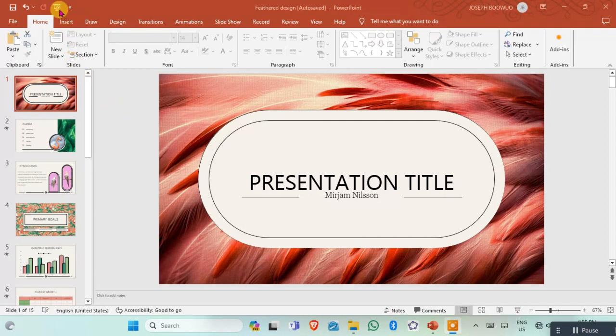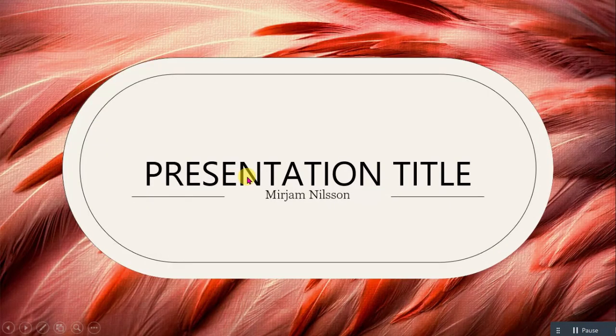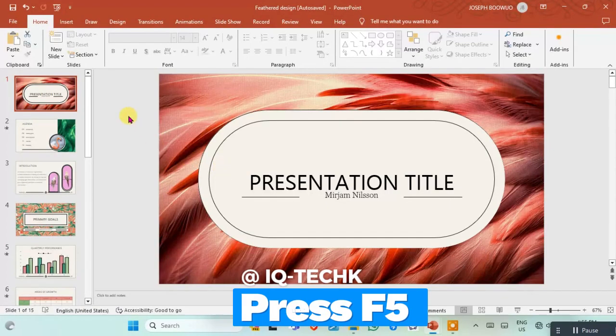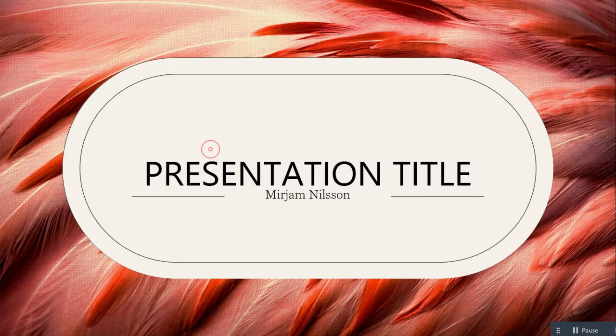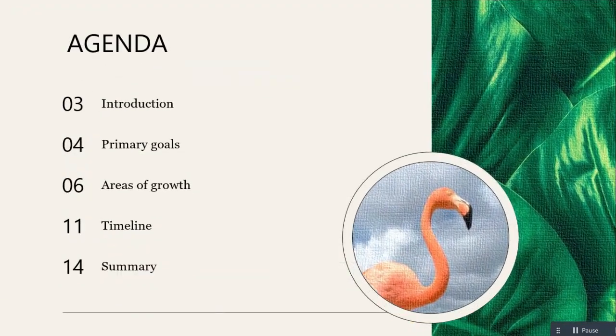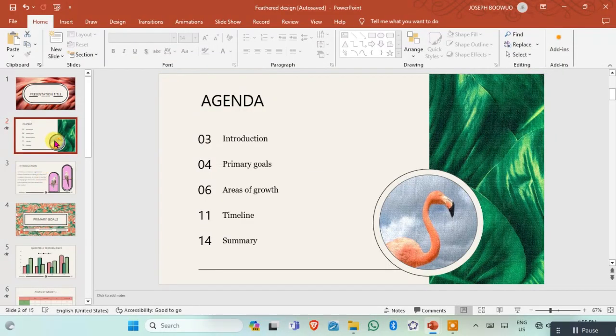is on the side menu. Click on it and your presentation is going to start for you. Or press F5 on the keyboard and your presentation is going to start for you. But if you want to present the current slide, anytime you use this, it picks from the beginning of your slide. But let's assume I want to present from this current slide.